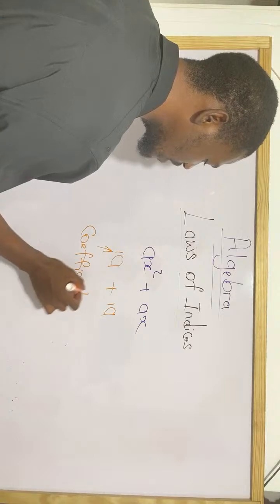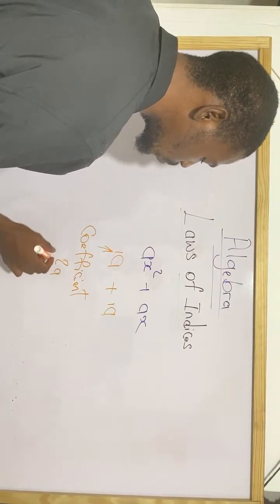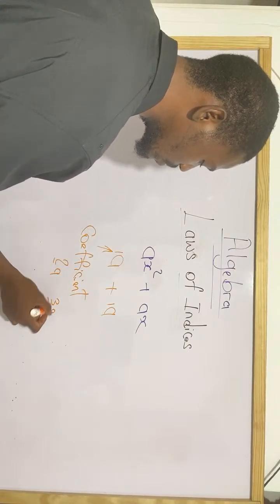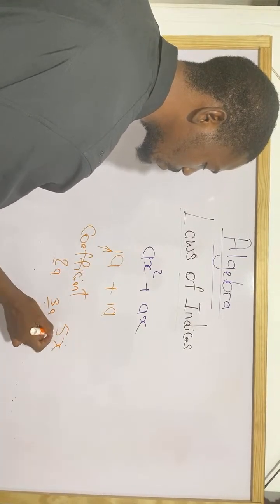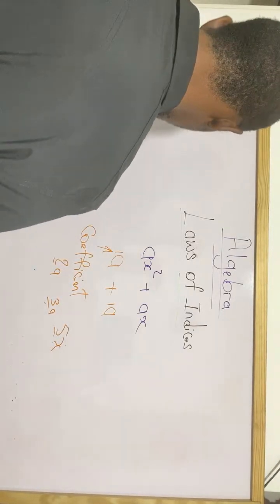And that is just one only. If I say 2a, 2 would be my coefficient. If I say 3a, 3 is my coefficient. If I say 5x, x is my variable and 5 is the coefficient. So it's just to understand these things.